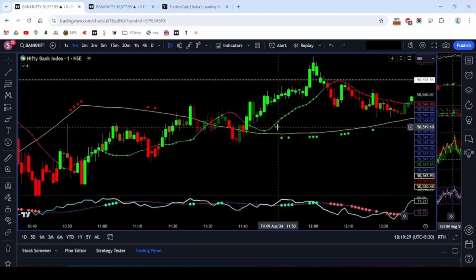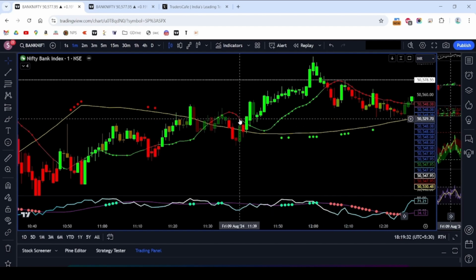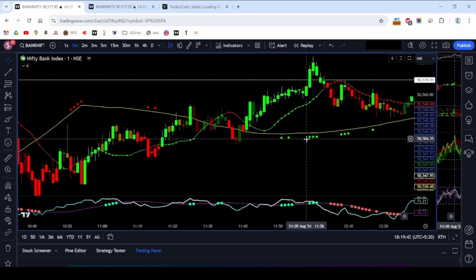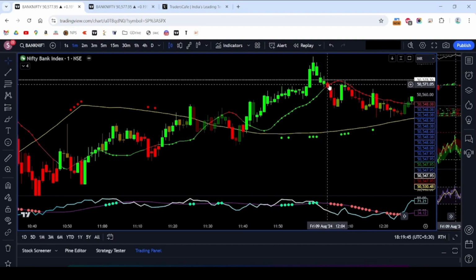At 11:50, you again have this turning into green. The first dot is appearing here. This is where you take an entry, and there are additions here until this. When this turns red, you exit.